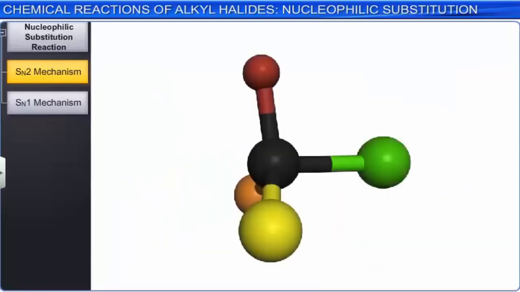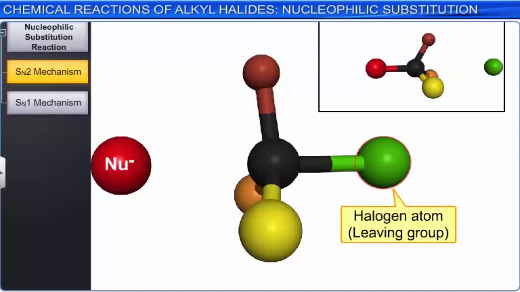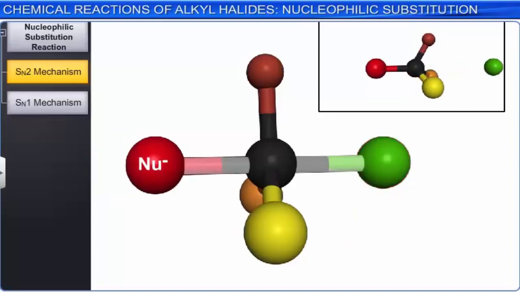In the SN2 mechanism, the nucleophile attacks from the back of the molecule, on the opposite side from the halogen atom, the leaving group in this reaction. The leaving group leaves simultaneously. This is described as a concerted mechanism. That is a one-step mechanism, because the new bond between the nucleophile and the carbon atom forms at the same time as the carbon-halogen bond breaks, as shown in the pentacoordinate transition state. Since the carbon atom is bonded to 5 atoms, the transition state is unstable and hence cannot be isolated.